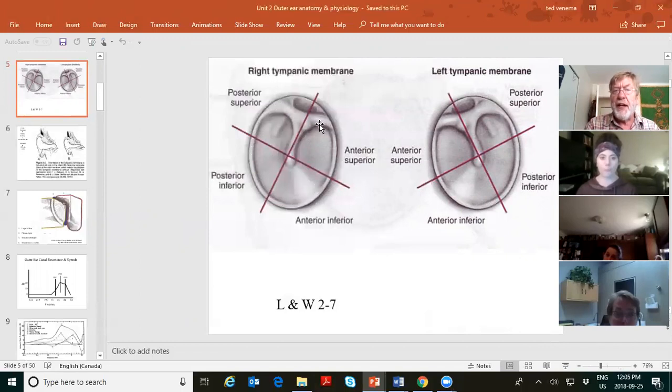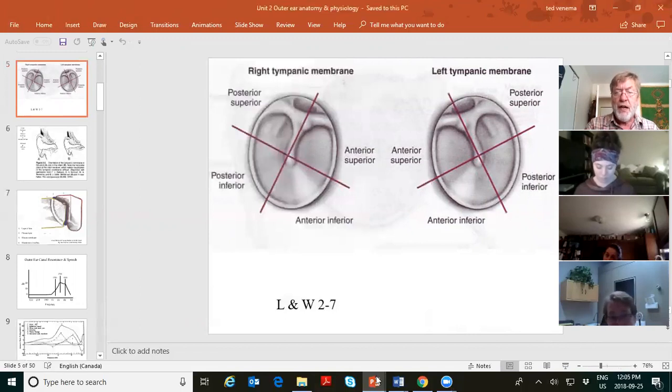Nodes of Ranvier, pars flaccida, pars tensa. So the nodes of Ranvier separate the pars tensa from the pars flaccida. Then you will see the manubrium of the malleus. And you can see that right here, the manubrium of the malleus.